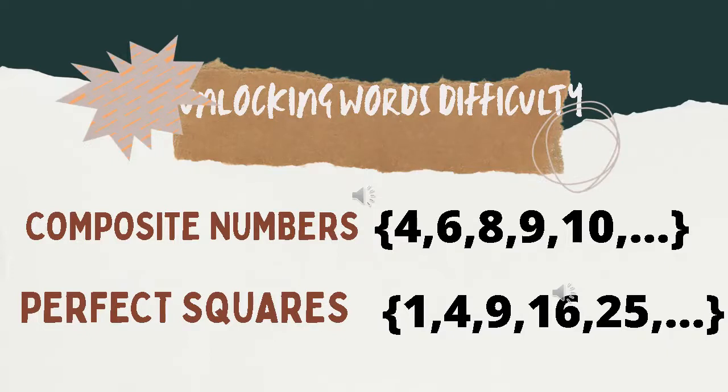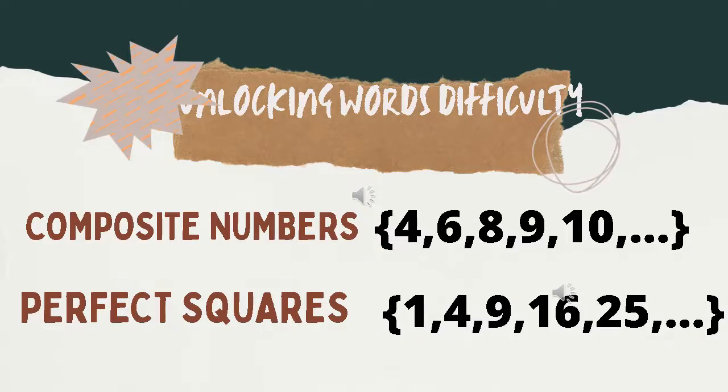Pag sinabi natin perfect squares, ito yung mga product ng number na minomultiply natin by itself. For example, 1. 1 times 1 is equal to 1. So, perfect square yung 1. Next naman, yung 4. 2 times 2 is 4. So, yung 4 is yung product ng 2 times 2. Therefore, 4 is a perfect square. Next, 3 times 3, 9. Therefore, 9 is a perfect square.